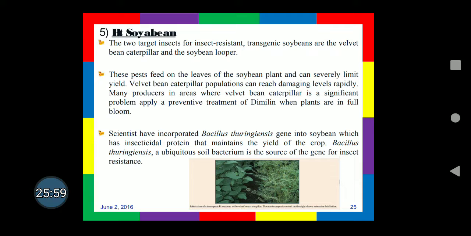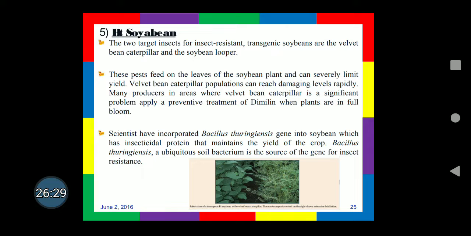BT soybean. There are two target insects for the insect resistant transgenic soybean: the velvet bean caterpillar and the soybean looper. These pests feed on the leaves of the soybean plant, which can severely limit the yield of the soybean. The velvet bean caterpillar population can reach damaging levels rapidly.